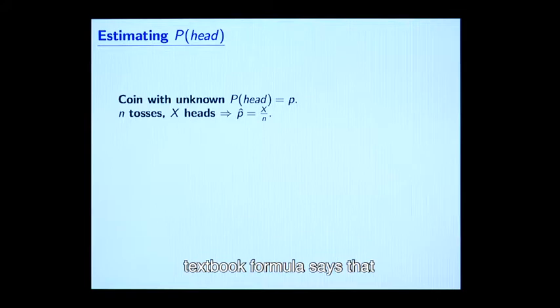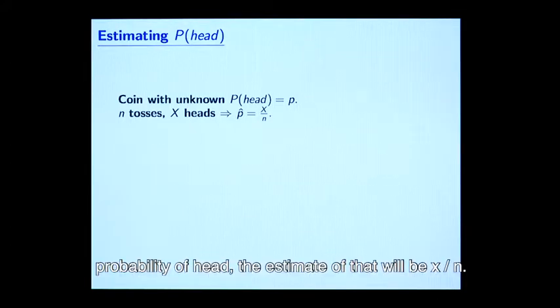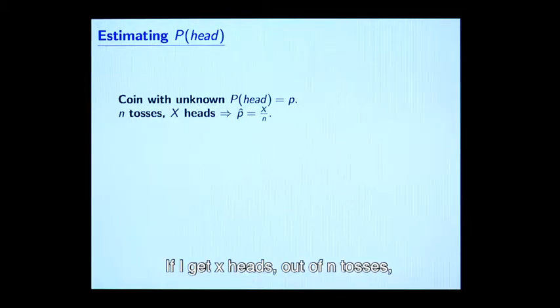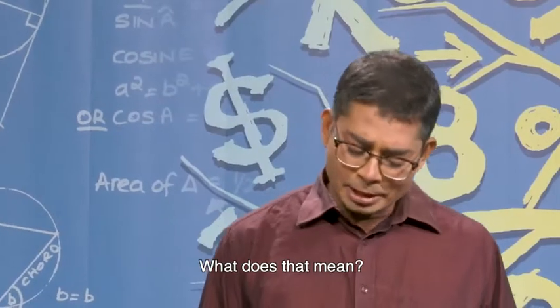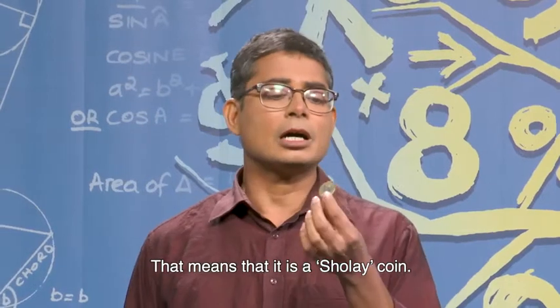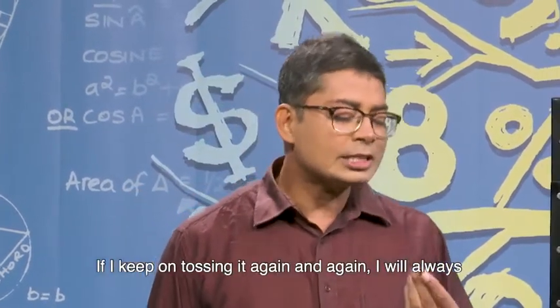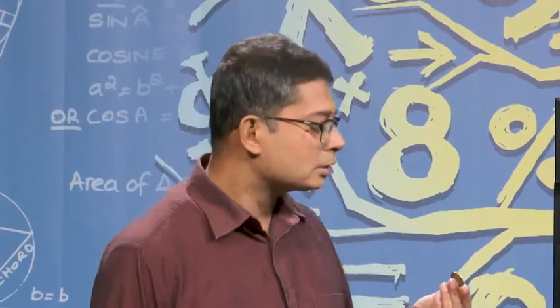Now my textbook formula says that the estimate of the probability of head will be x by n. If I get x heads out of n tosses, p hat will be x by n. So in my case, it is 5 by 5, that is 1. What does that mean? That means that it is a cholet coin. If I keep on tossing it again and again, I will always get head.